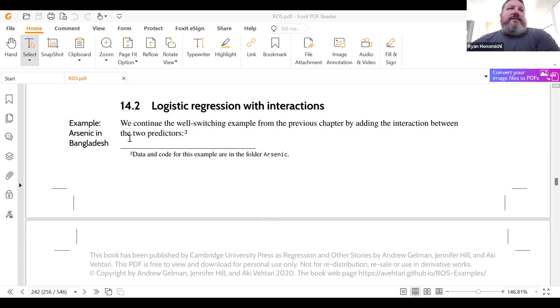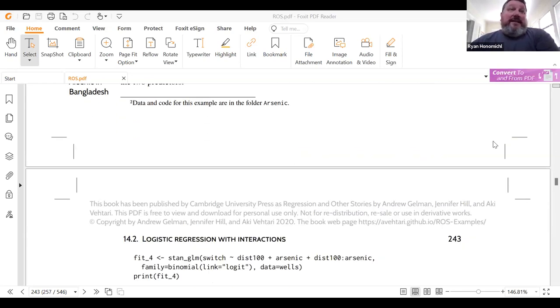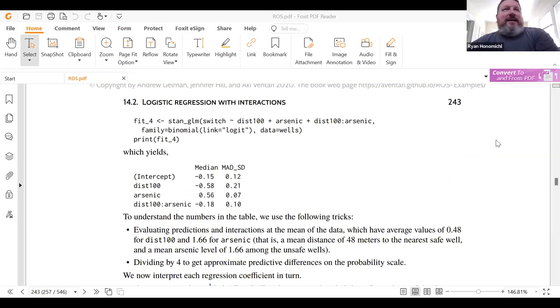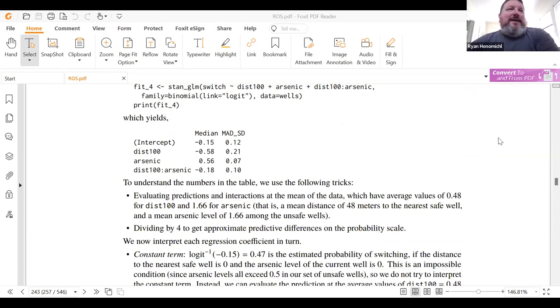So how much one predictor variable influences the outcome depends on the value of another. In this chapter, the main example is well switching, where apparently some wells have arsenic in them, which is interesting. I usually try to avoid those, but I don't ever go to wells, so there you go.